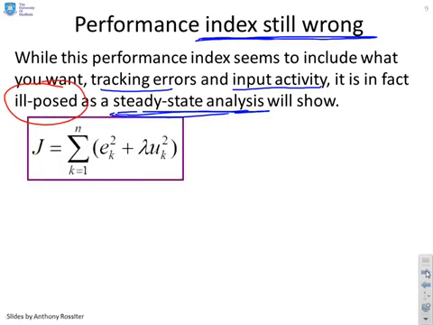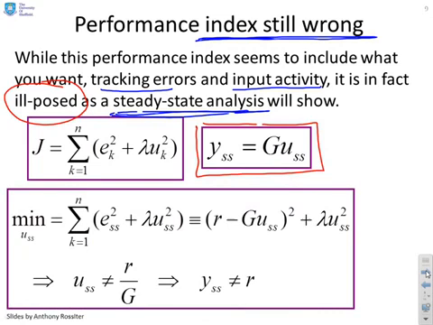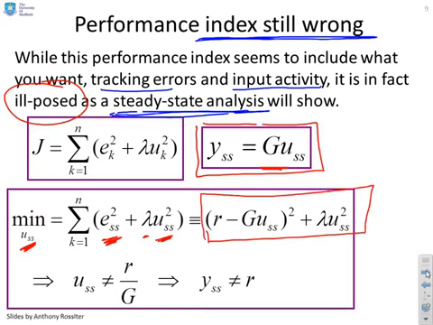There's my performance index, the sum from 1 to n of e_k squared plus lambda u_k squared. Now I'm going to assume that I'm at steady state. So y_ss equals G u_ss, that's what's going to happen at steady state. And I'm going to say what happens if I put in the steady state values. So I minimize over the steady state input, the steady state errors, plus lambda times the steady state inputs, and I substitute in what I've got here, y_ss equals G u_ss. So I'm minimizing over u_ss this function here, and that will tell me where the system will drive me in steady state. So if I'm in steady state and I minimize this, I should get the same u.